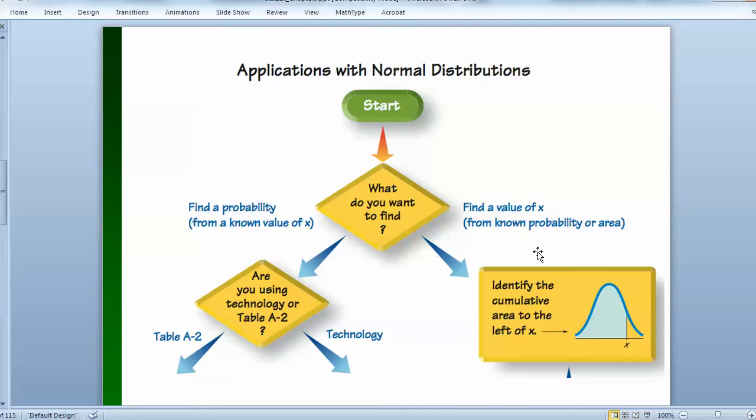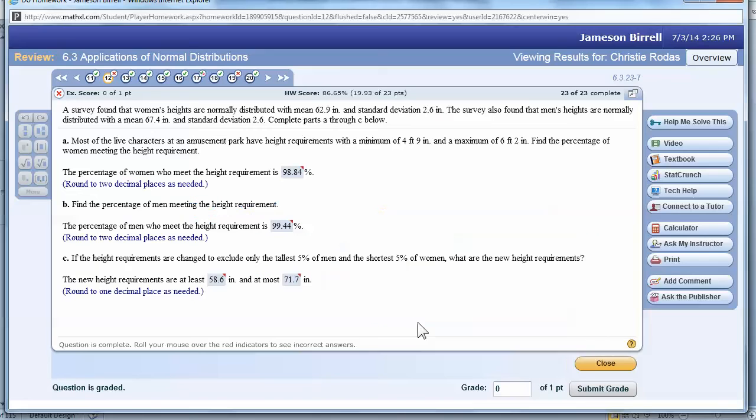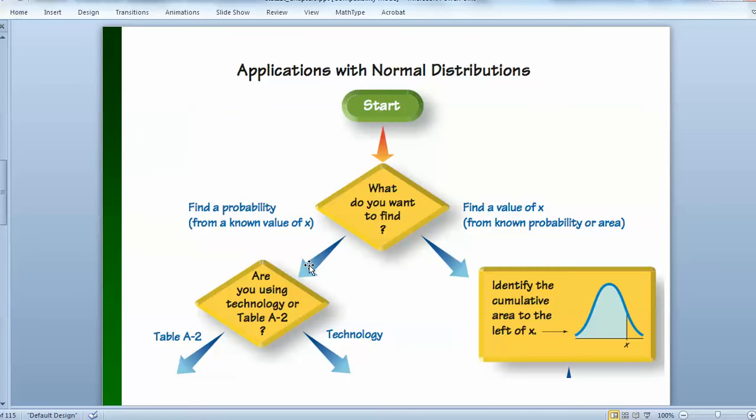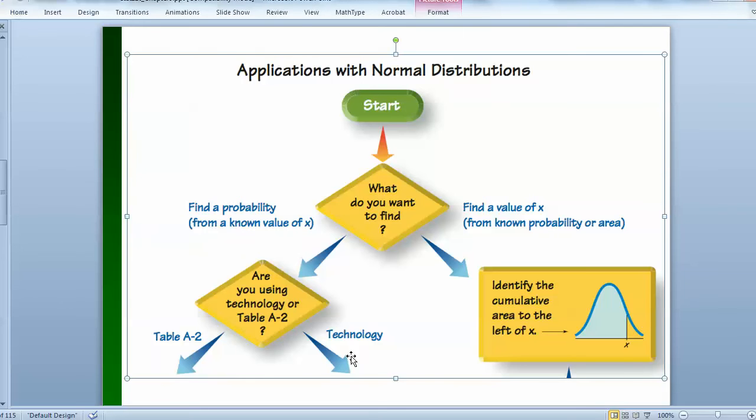Either way, here is what it says. It says, this flowchart, what do you want to find? Do you want to find the probability, or do you want to find the value x given a certain amount of probability? Well, let's go back to our question to decide. Since our question is saying to find the percentage of women who meet this height requirement, then we clearly want to find the percentage. So let's get over here. We want to find the probability. Okay, are you using technology? Sure, we'll use technology if that's the case.